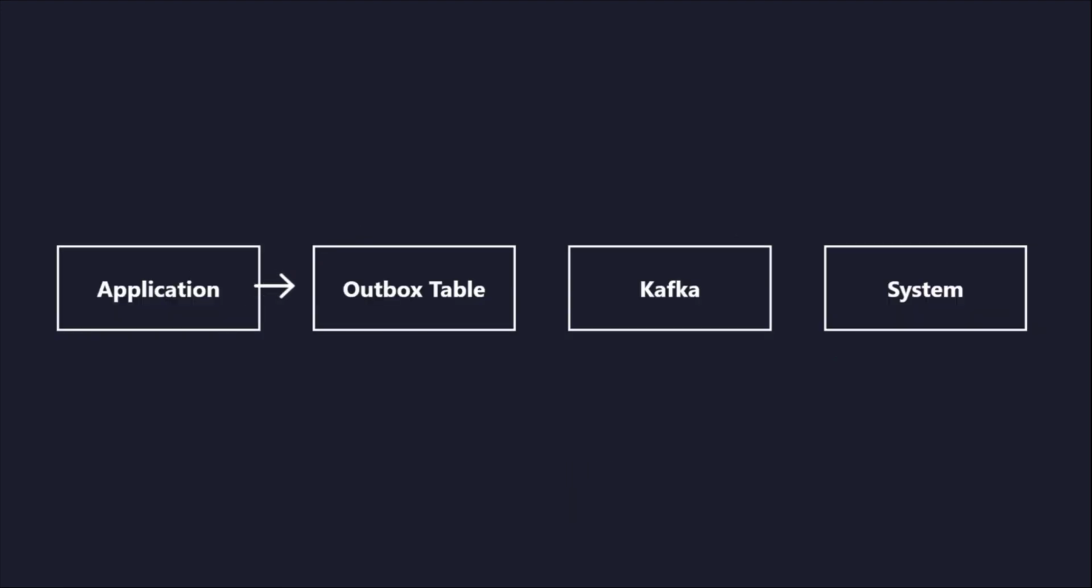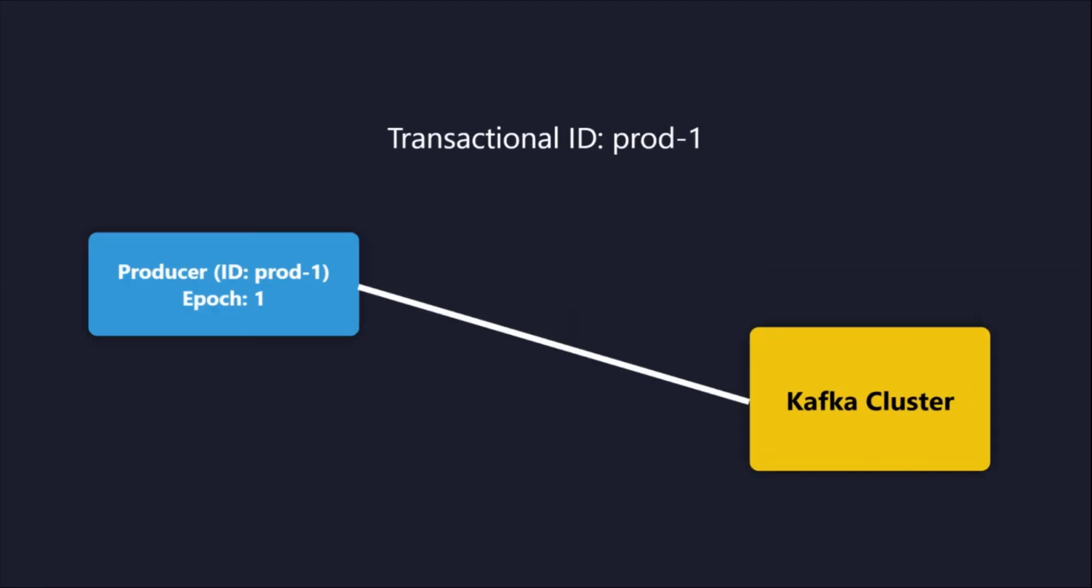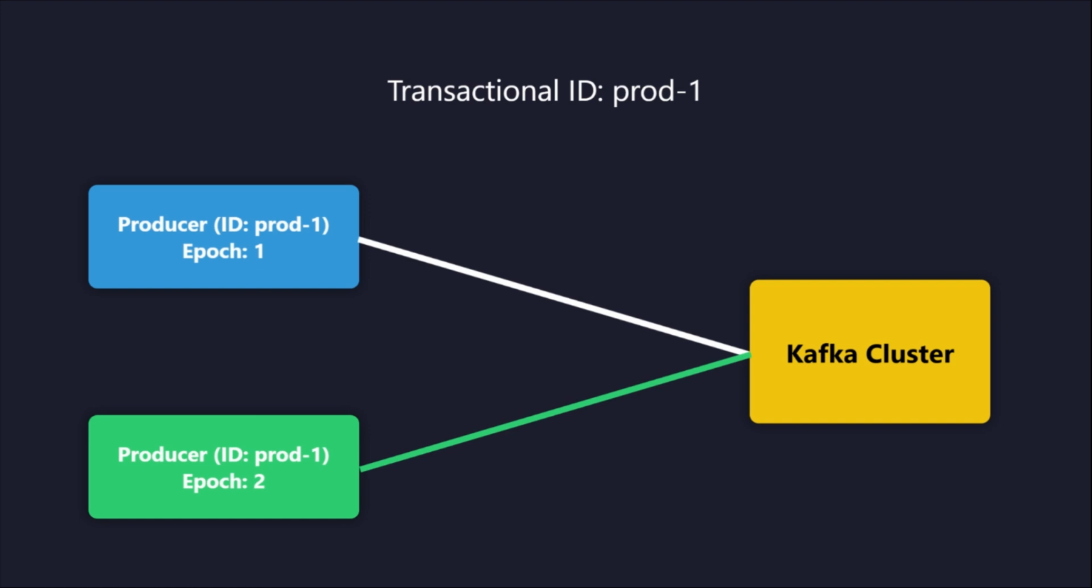The combination of the Transactional Outbox and Kafka transactions provides exactly-once semantics. This means effects are reflected in the system precisely one time. Kafka fences out old producers using an epoch number. If a new instance starts with the same transactional ID, the older instance is immediately blocked.